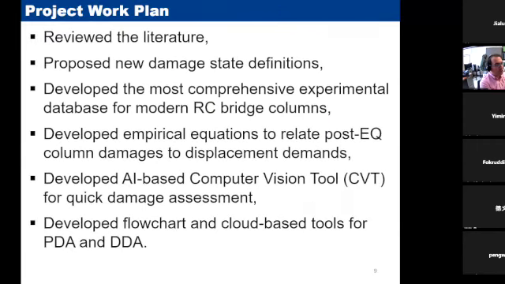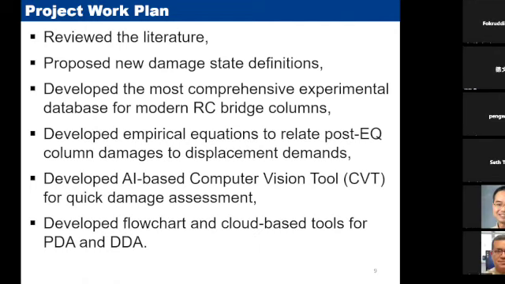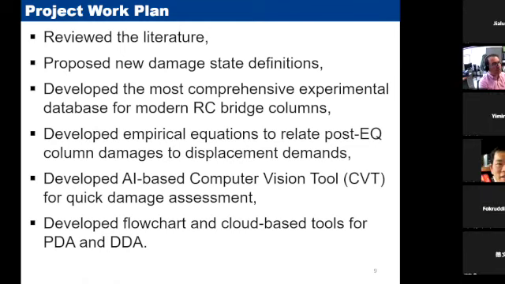To be able to achieve the goals, we had to do a literature review, we had to develop new damage state definitions, and develop a new test database for bridge columns, specifically a modern one, and then develop an equation or set of equations that will tell you, if you see this damage, how much the bridge displaced during the earthquake. So we had to do that too, and then use AI or computer vision tools to assess damages and put everything in a flowchart for computer software engineers to use and program it.